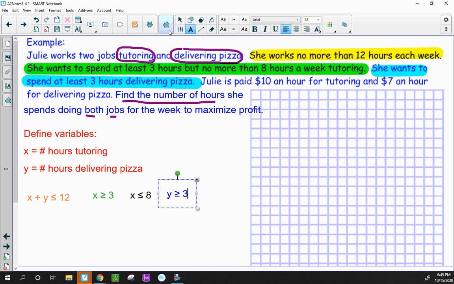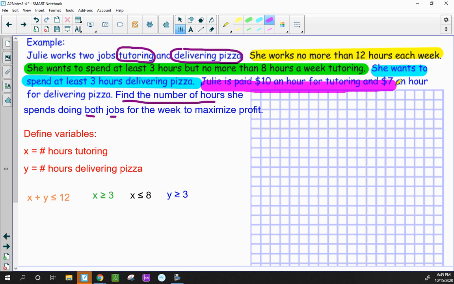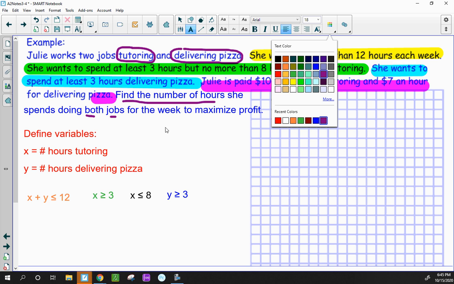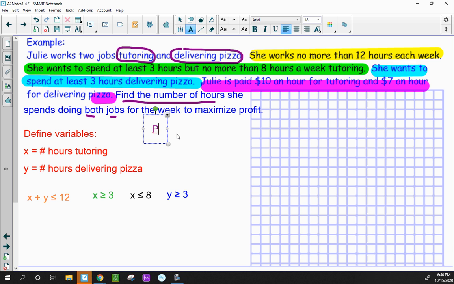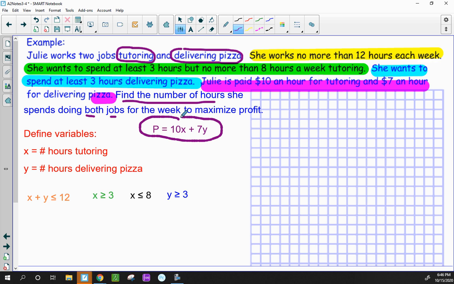Alright, and then next, this sentence right here, grab a highlighter here. This one, Julie is paid $10 an hour for tutoring and $7 an hour for the pizza. Now, that sentence that I've highlighted in pink is actually dealing with money. And so that is going to be your objective function from the last set of notes. That's going to be like my profit or my cost, either one you want to use, equals $10 times the number of hours for tutoring. Well, again, X stands for that, so we're going to say 10X. She's going to do both jobs, so plus sign, and then $7 an hour for pizza. So 7 times Y, and remember that this last one is the objective function and does not need to be graphed.